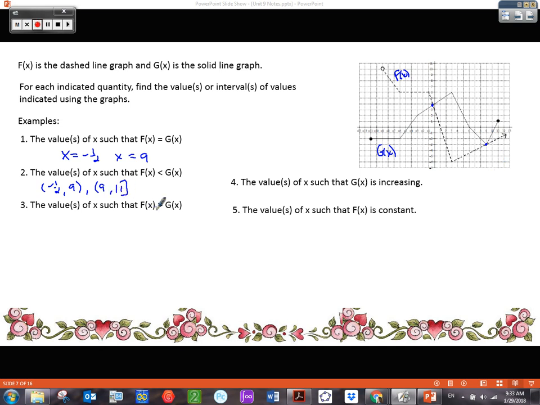Now notice how I didn't include -1/2 or 9, but I did include 11. Why would I include 11 and not -1/2 and 9? Do we see the significance there?